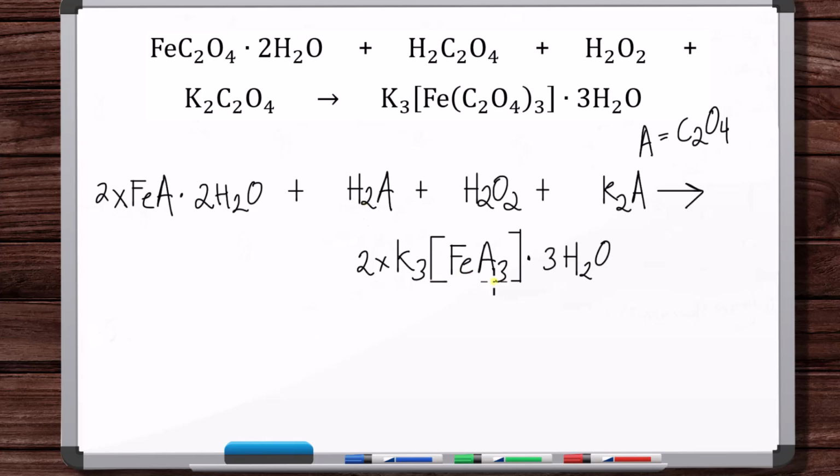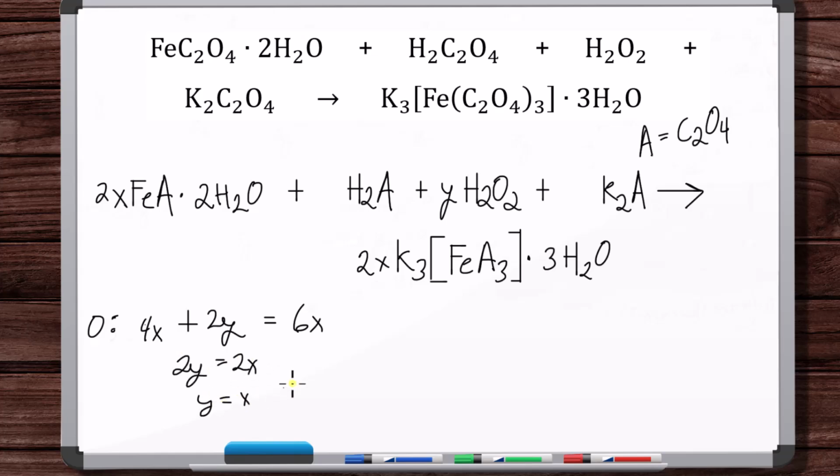Okay, now instead of doing the A groups next, because the A groups are in a lot of different substances, let's look at the oxygens. So if this is y and we balance the oxygens, that's going to be 4x. 4x plus 2y is equal to 6x. Then we've got 2y is equal to 2x, so y is equal to x. So this is going to be x.